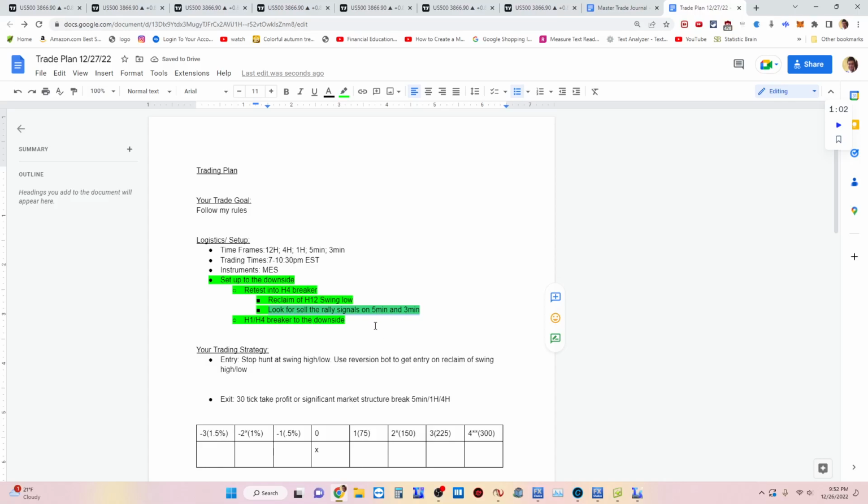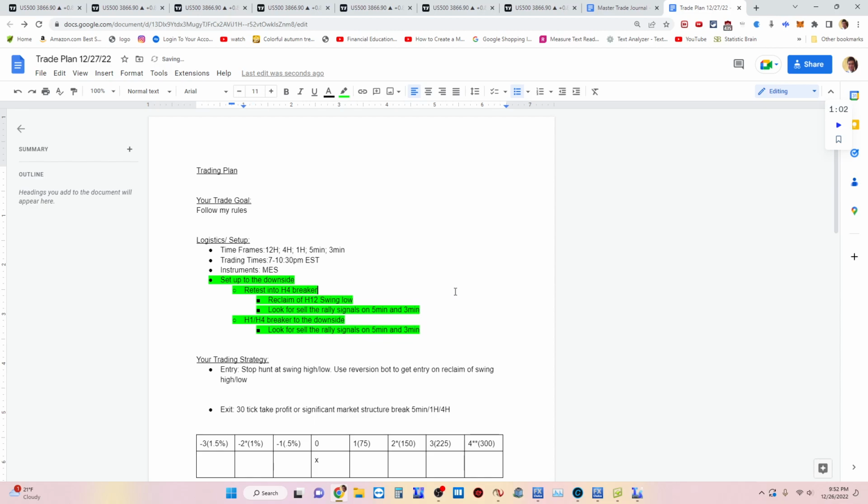Specifically this. So we got a two condition setup, and we'll see which one we come into first. But that's kind of what we're looking for. We're either looking for a market structure break on the H4, H1 to the downside with some sell the rally signals on the 3-minute and the 5-minute, or a retest into the H4 breaker inside the fair value gap, and then we reclaim the H12 swing low.